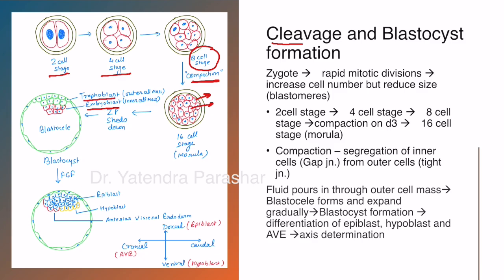From the inner cell mass the future embryo will develop, and from the trophoblast the future placenta will develop, which nourishes the embryo. So both are necessary for the development of a normal human embryo.